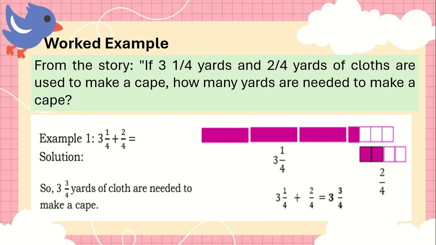Let us take a look at the solution. From the story, if 3 1/4 yards and 2/4 yards of cloth are used to make a cape, how many yards are needed to make a cape? 3 1/4 plus 2/4 is equal to, here is the solution, 3 3/4. So 3 3/4 yards of cloth are needed to make a cape. Just add the whole number and proceed with adding the proper fractions, which are 1/4 and 2/4.